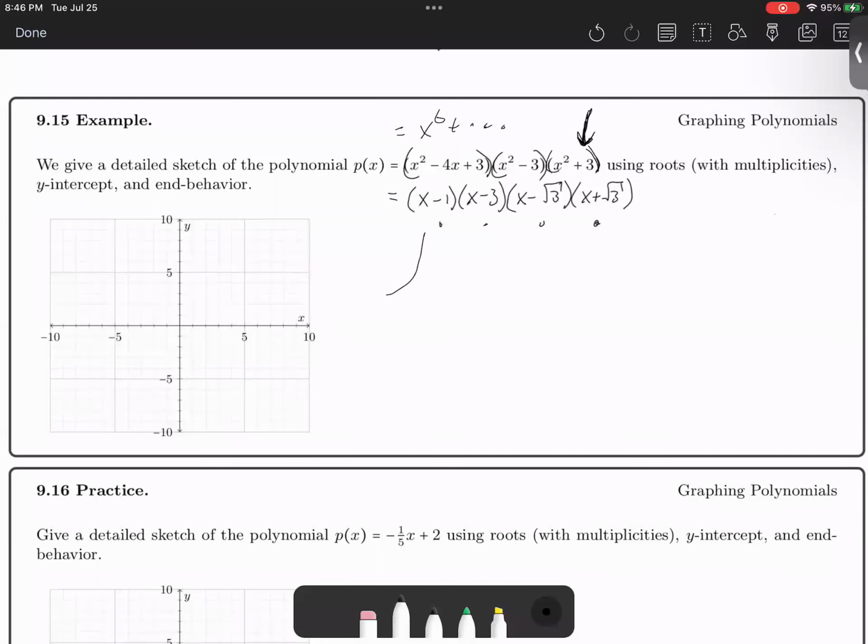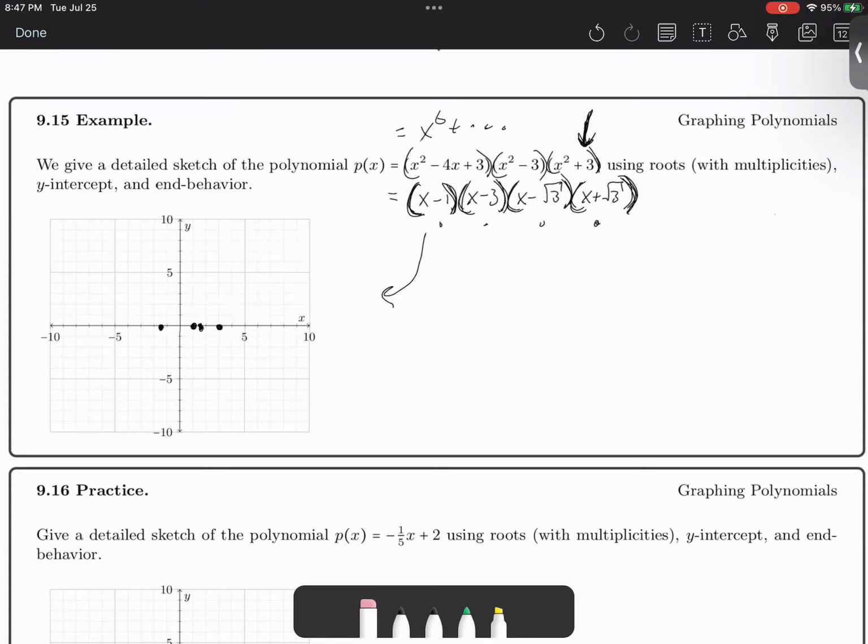Let's go ahead and plot these points on our plane. So the first factor tells me that x is equal to 1 will be a 0. The next factor tells me that x is equal to 3 is going to be a 0. The next factor tells me that square root of 3 is going to be a 0, so something a little bit higher than 1, not quite 2. And the last real factor tells me that minus square root 3 is going to be a 0.